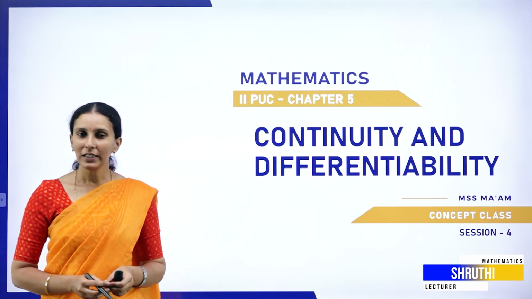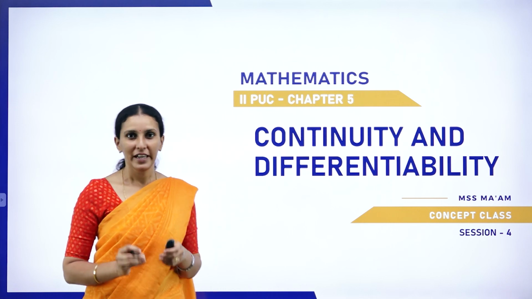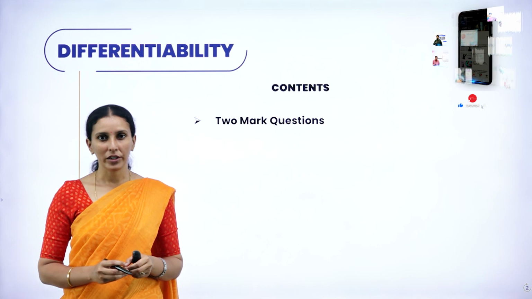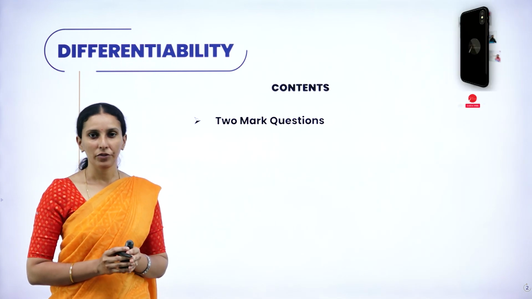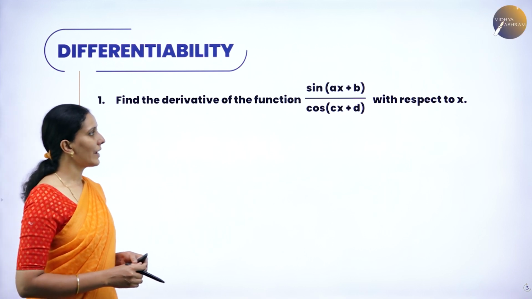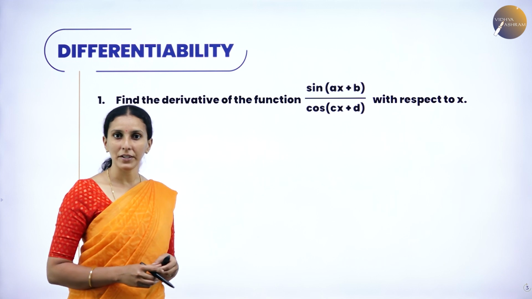So we have learnt very simple derivatives of certain functions in our previous session. In this session, we are going to study 2-mark questions, which are very important for your examinations also. Find the derivative of the function sine of (ax plus b) by cos of (cx plus d) with respect to x.